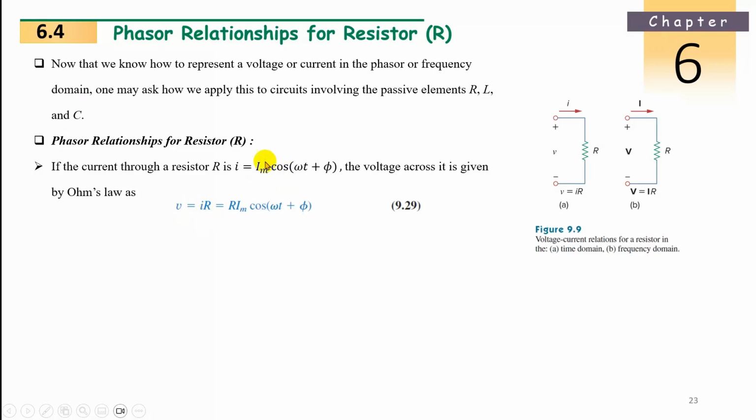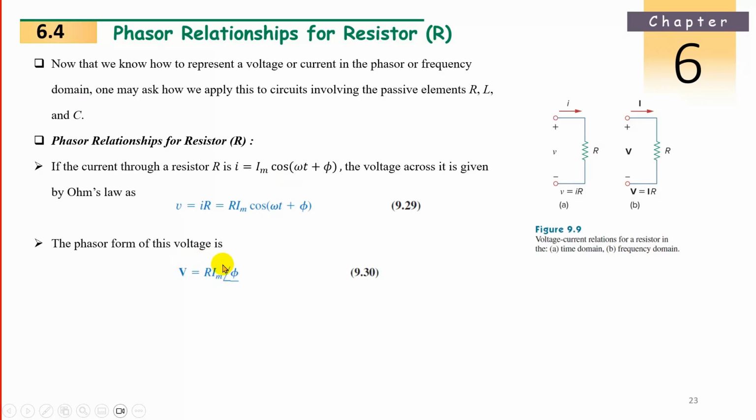What is i? It is nothing but Im cos(omega t plus phi). Now this Im cos(omega t plus phi), how can I write it? Capital I at an angle phi degrees. The phasor form of the voltage V can be written as capital V at an angle phi. V is equal to R Im at an angle phi, because Im cos(omega t plus phi) in the phasor form I can write as Im at an angle phi. So this is your capital V, in the phasor form. This one is in which form? Sinusoid form. This is in the phasor form.